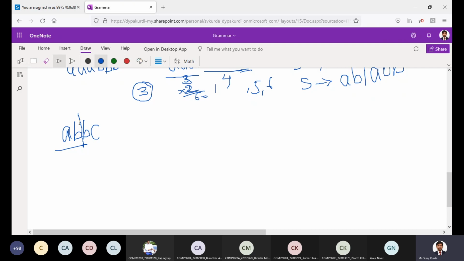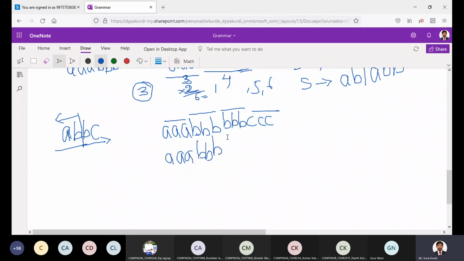Divide it in two parts. Write production for this part: for each A there is a B, and for each B there is a C. What can it be? A, B. I can have one B and one C. They are not equal. This is the condition.